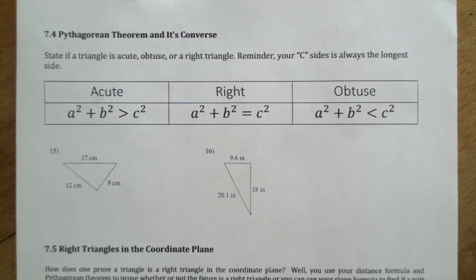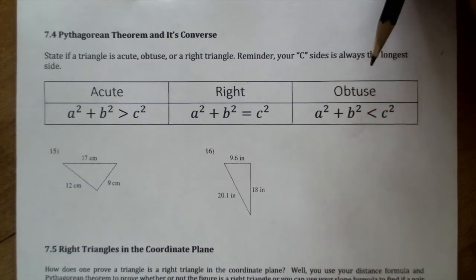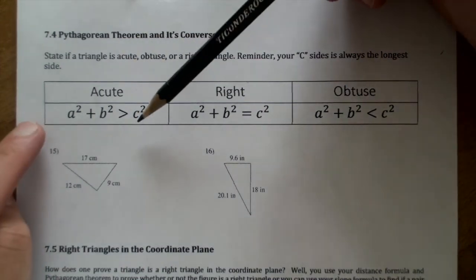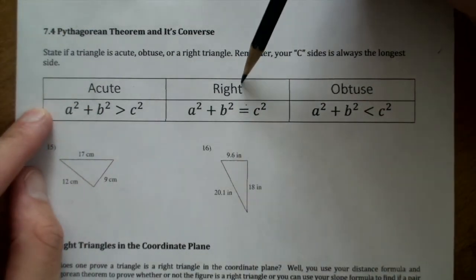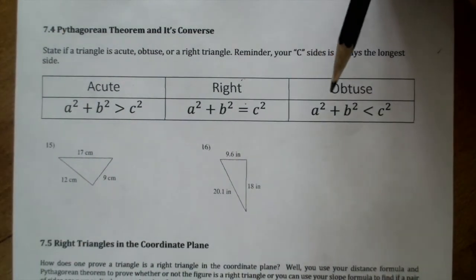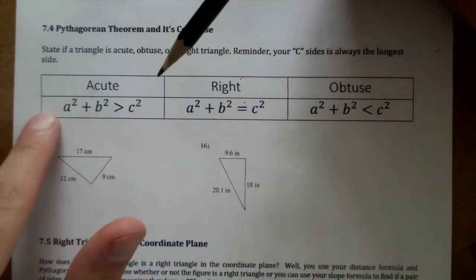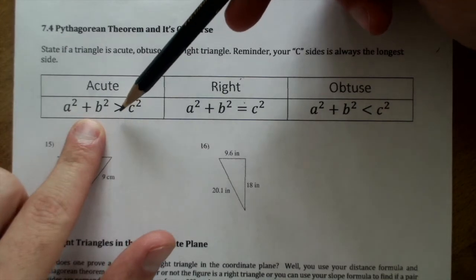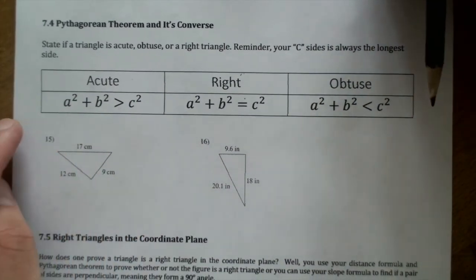Okay, so let's look at question number 15 here. We're being asked whether or not the triangle we're looking at is going to be acute, right, or obtuse. Essentially what we're going to be doing is calculating out our sides and seeing whether or not they're equivalent, as in a right triangle, as in our previous question in our video, or they're acute or obtuse. If it's acute, a squared plus b squared is going to be greater than c squared. If it's obtuse, a squared plus b squared is going to be less than c squared.